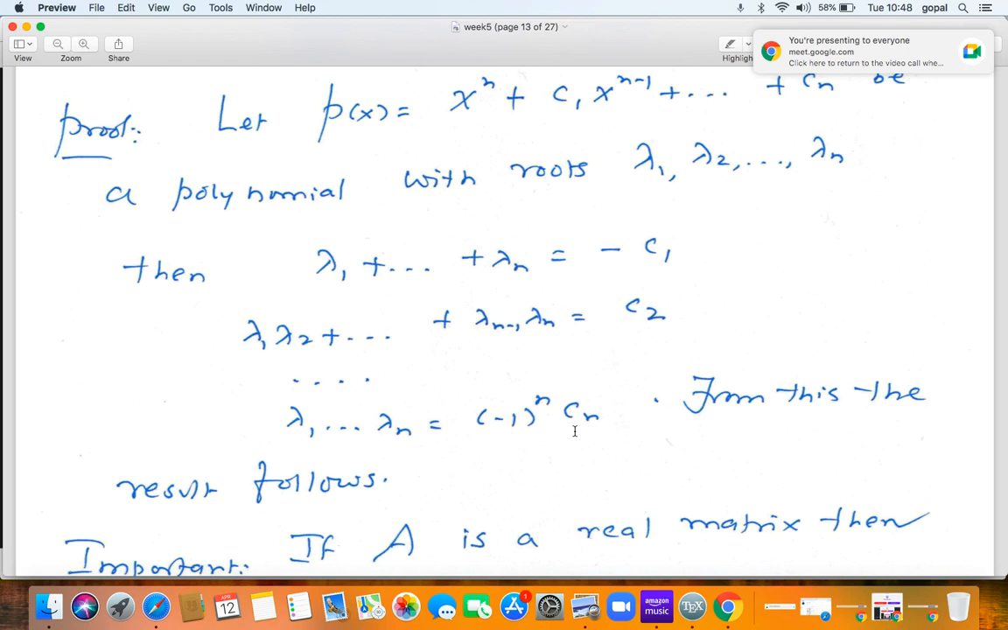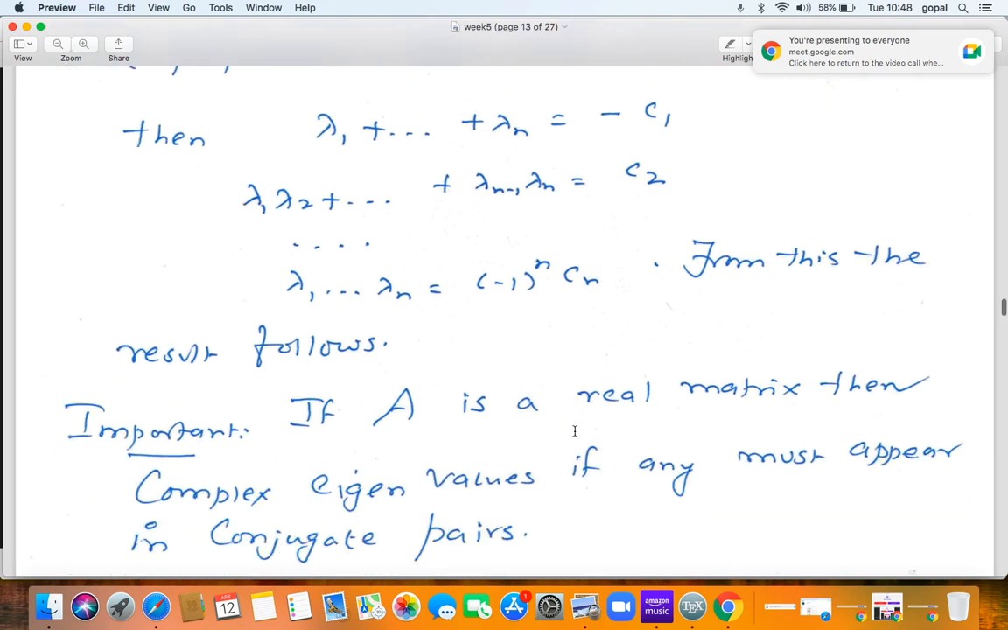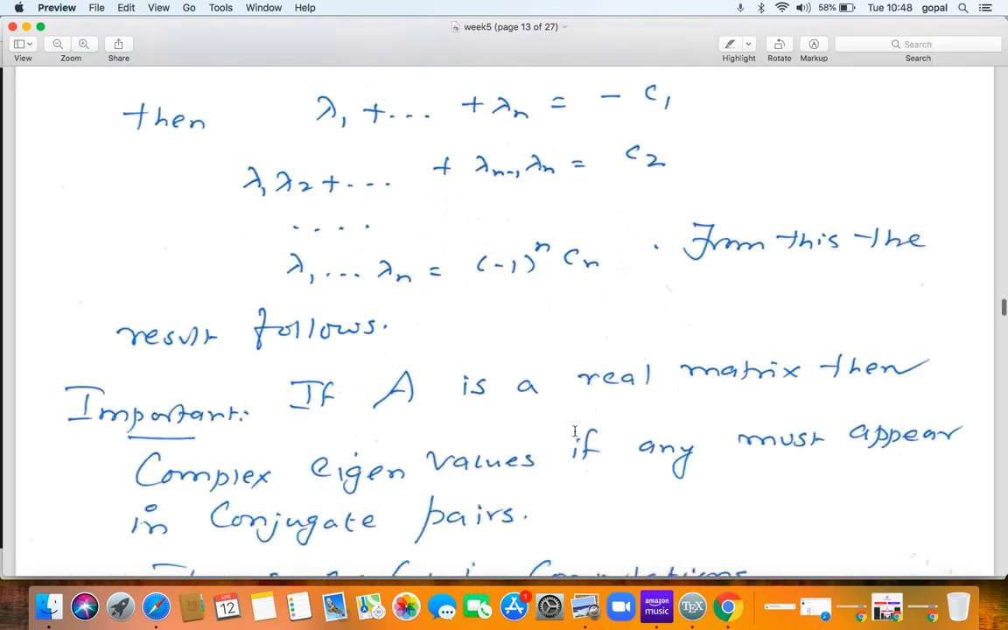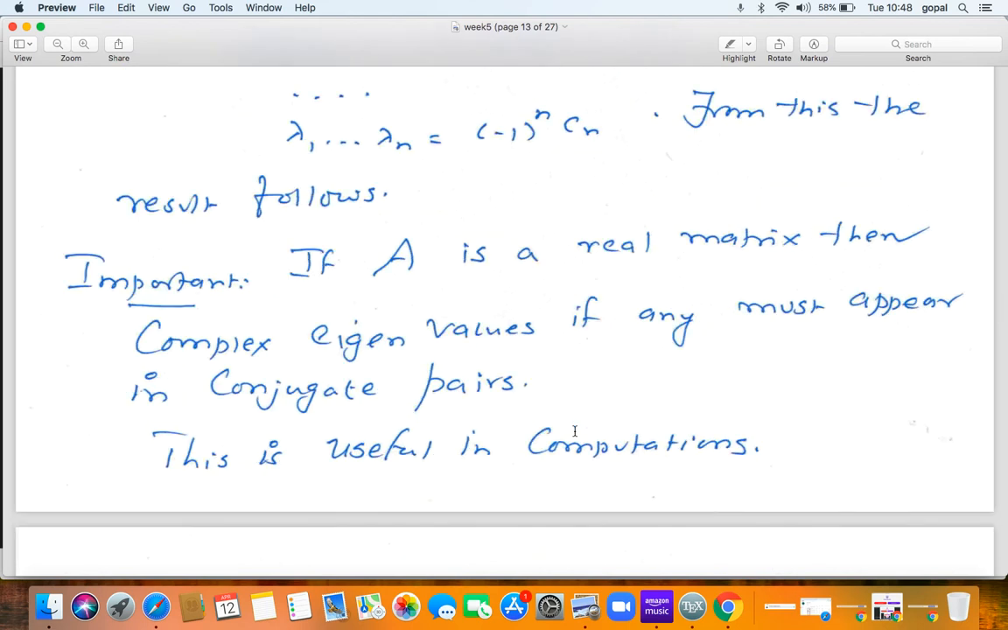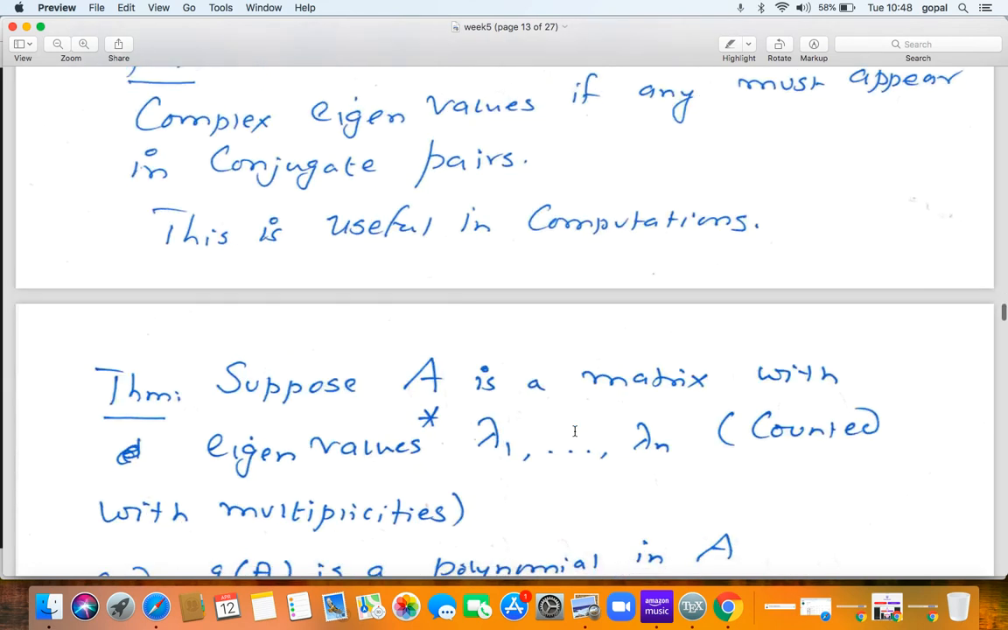If A is a real matrix, then complex eigenvalues, if any, must appear in conjugate pairs, and this is an often useful fact in calculations.